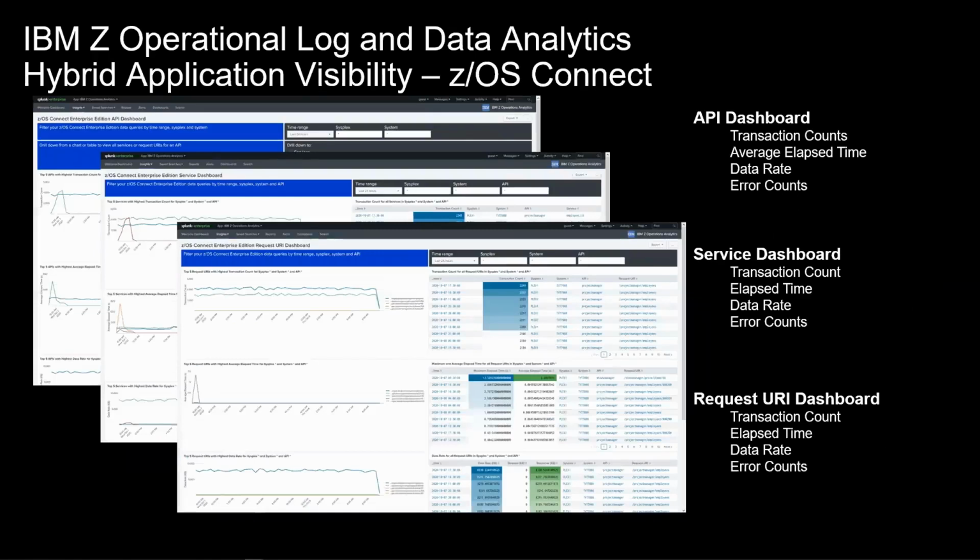In terms of z/OS Connect, this has been very popular with a number of our clients that have adopted the z/OS Connect solution, especially those that have embraced DevOps. So we can start looking at the overall health of our API economy. We can see how often our APIs are being accessed. We can see the data rates, error counts, elapsed time. This also gives us a little bit of insight potentially into user patterns.